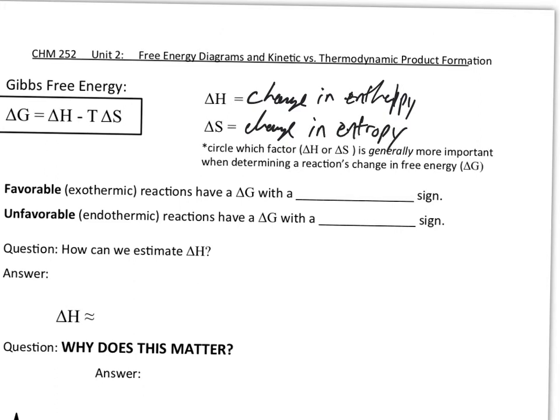So enthalpy is potential energy. Entropy is disorder. Which one usually matters more? It's usually delta H that matters more in these equations. That usually has a bigger factor.